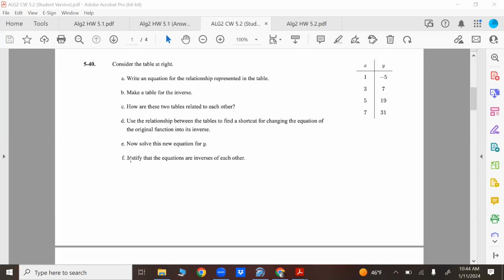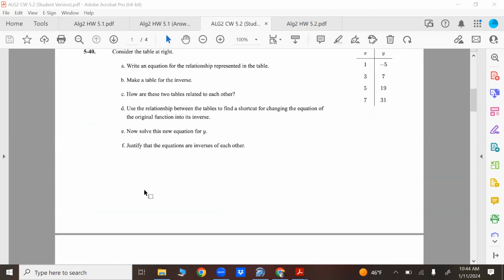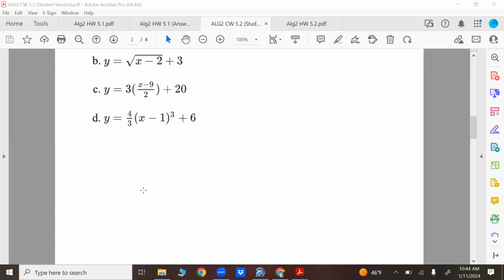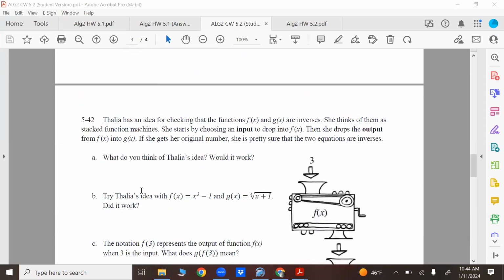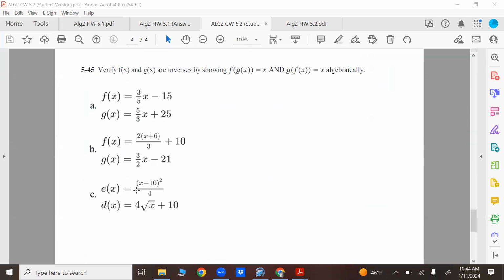Okay, here. Consider a table. Write an equation from the table that you see. Make a table for the inverse. How are the tables related to each other? Use the relationship to find a shortcut for changing the equation of the original to the inverse. Solve the equation for y, and justify that they are inverses of each other. So let me walk you through 540, I'll do part A and have you guys do the rest. And then I'll talk about this other page here. We've got some more stuff to do as well.